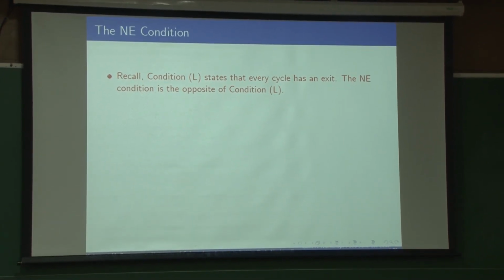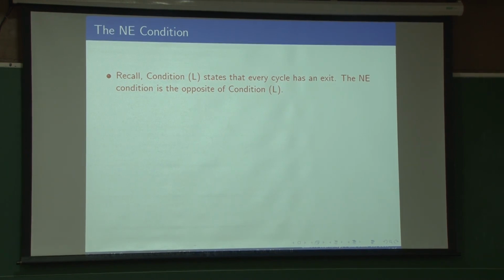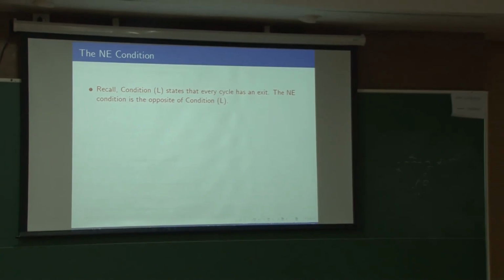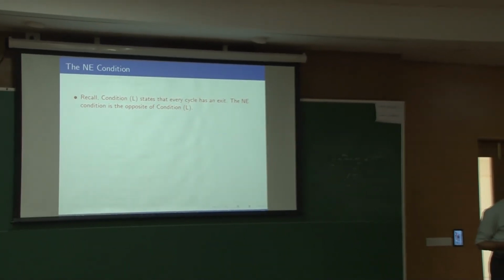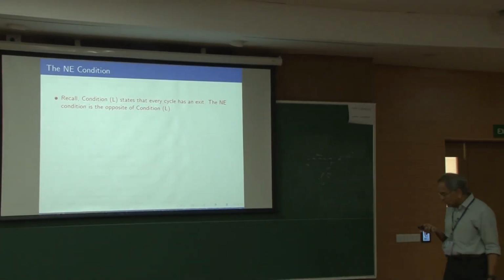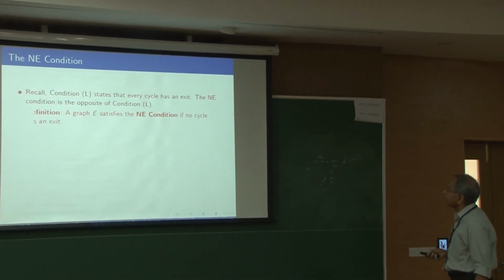Again, we have one more graph property, which is called the any condition here. Namely, we noted that condition L says every cycle has an exit. The exact opposite of it is the any condition: no cycle has an exit.